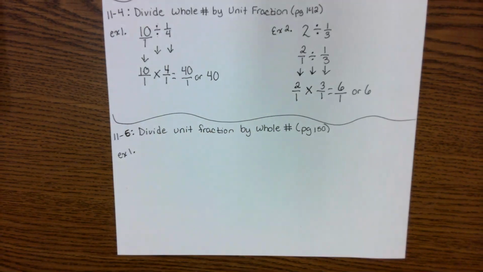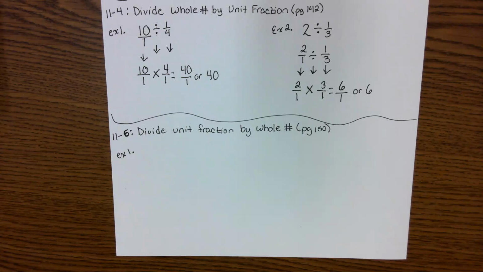Okay, so 11.6, page 150. Look at the top. It says, Miss Myers pours an equal amount of milk in each of 6 cups. If she pours all the milk, how can you determine what fraction of a gallon is each cup? So she's taking milk and dividing it into 6 cups. What's the total amount of milk she has?